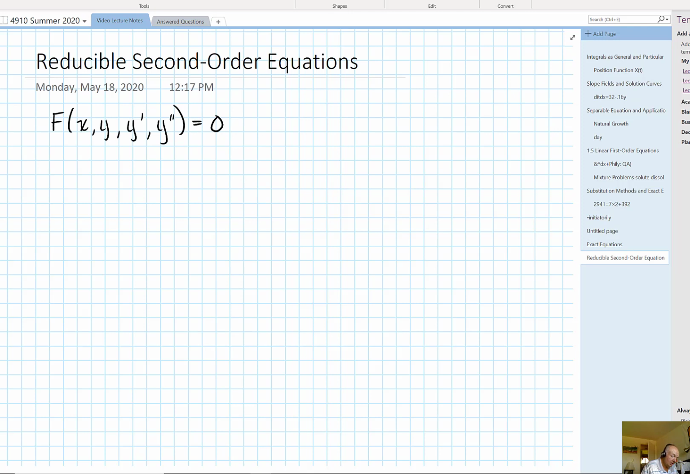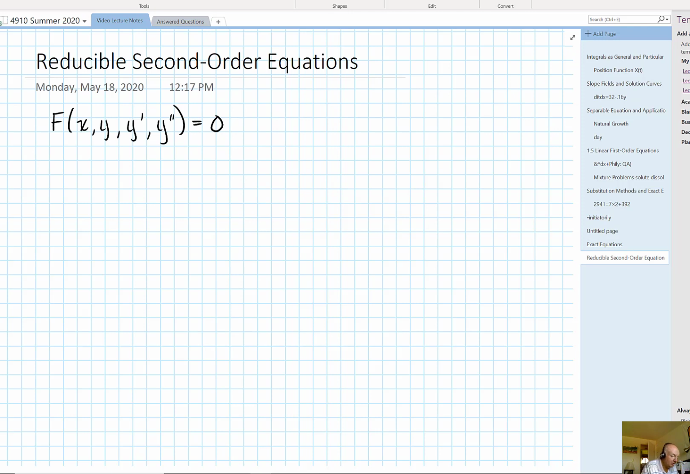Now we're not just going to look at second order differential equations, we're going to look at a subclass of those called reducible second order differential equations. These are differential equations that can be reduced from second order to first order, and we have already developed some tools for solving first order differential equations. So we'll reduce these from second order to first order.